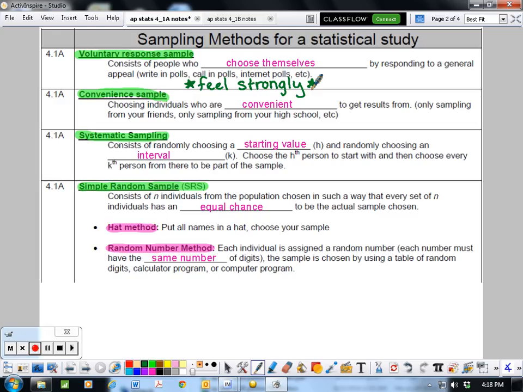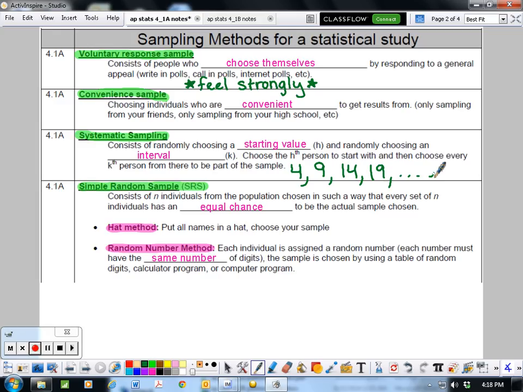The next one is systematic sampling. It consists of randomly choosing a starting value, like you randomly pick a number out of a hat and the number is 4. So you start at the 4th person and then you randomly choose an interval. So I randomly choose a number out of the hat and it's 5. So then I interview or I select every 5th person after that. So I select person number 4 and then person number 9 and then person number 14 and then person number 19 and so on and so forth. Systematically going through and doing that.